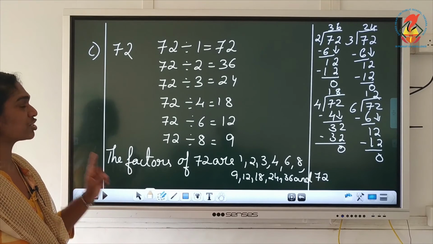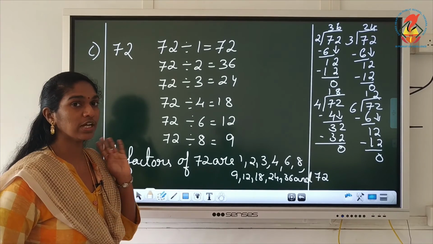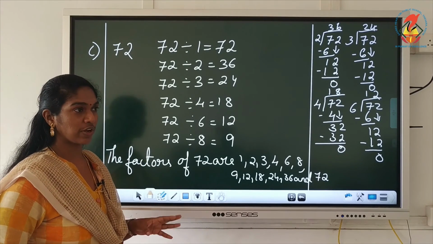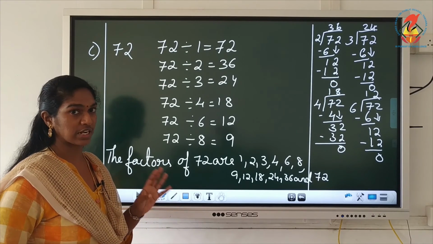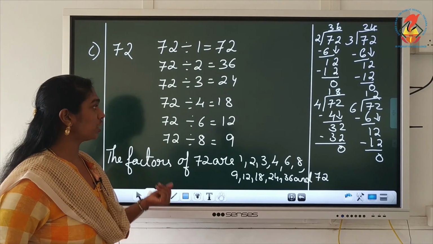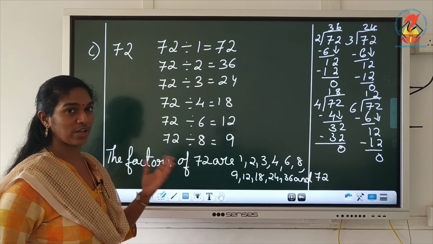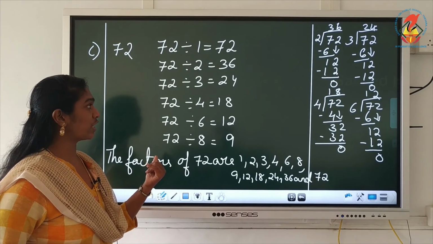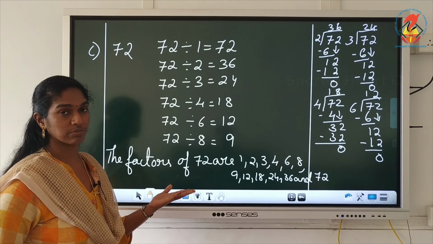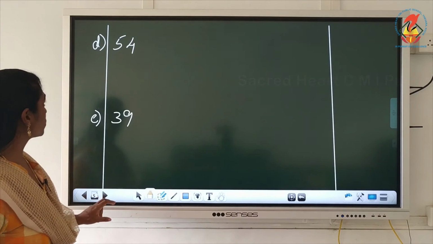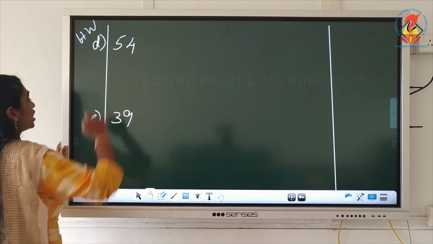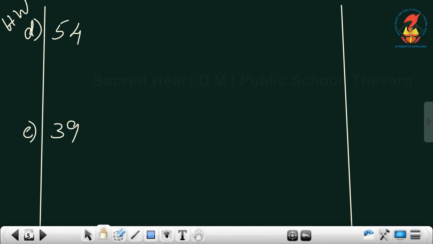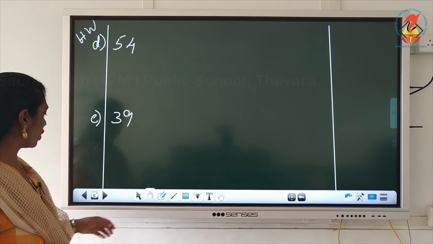Divide each number and see. If it's an even number, divide it with 2, divide it with 4, divide it with 6, divide it with 8. If necessary, divide it and find out. If it's not an even number, you don't have to check for even numbers, but you have to check for other numbers. Okay. So there are 2 questions for homework. One is an even number and one is an odd number, 54 and 39. Use division method and get the answer. Okay.